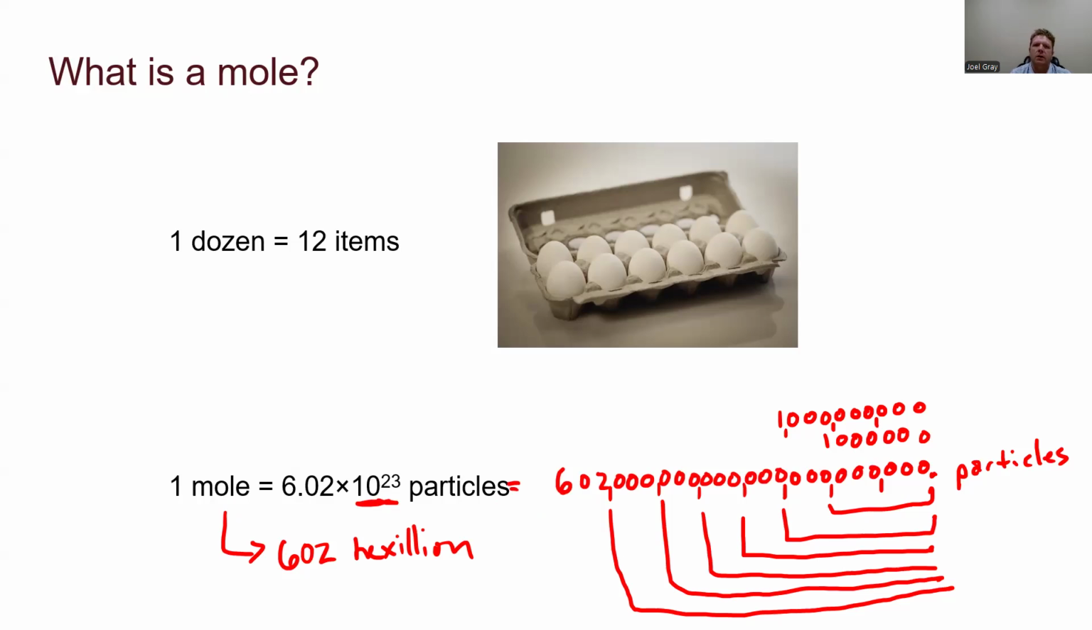And for that reason, it's tough, to me personally, to wrap my mind around it. Whenever I think about having $1 billion, that's a lot of money. If I had a billion single dollar bills, how much space would that occupy? It's such a large number that it's kind of mind numbing. So 602 hexillion particles is having a mole of particles.